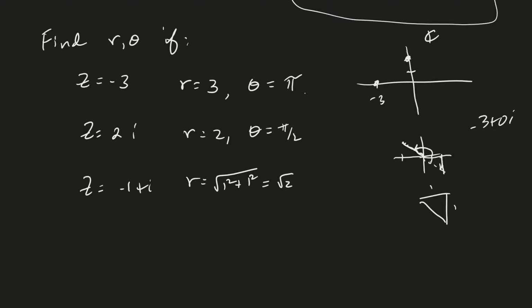1, 1, square root of 2, right? So we know that that's going to be minus pi over 4, and so theta is going to be minus pi over 4 plus pi, which would be 3 pi over 4. Good. All right, so that's how you find the r and the theta for the polar form of your complex number.